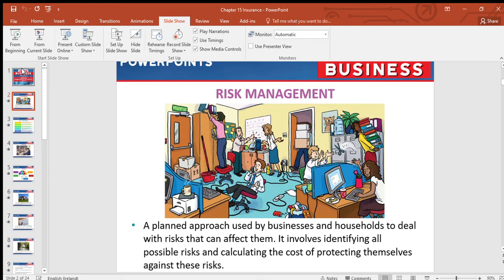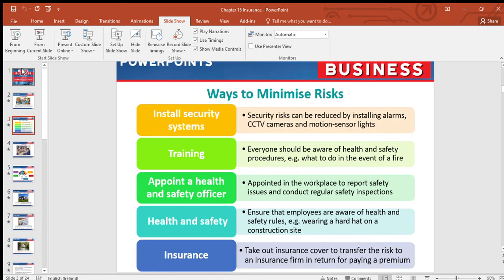But risk management itself is a planned approach used by businesses and households to deal with risks that can affect them. It involves identifying all possible risks and calculating the cost of protecting themselves against these risks. And that's just risk management itself. I'm going to go into a little bit more detail as to ways to minimize risk. So there's 5 different headings there. Regarding what I'm going to get you to take down for notes, I'll tell you which slides I want you to take down at the very end. But just for this here, ways to minimize risk, there's 5 different headings.